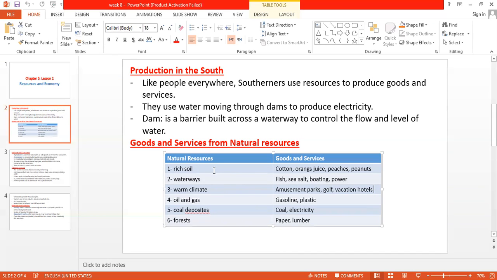They use the rich soil in planting, they use the waterways in fishing and extracting salt, in boating or shipping, and in power. Making power here means producing electricity. They use or benefit from the warm climate in building parks, golf courses, and hotels. They use the oil and gas in making plastics and gasoline. They use the coal in producing electricity and running some machines. They use the wood of the forest in making paper and furniture.